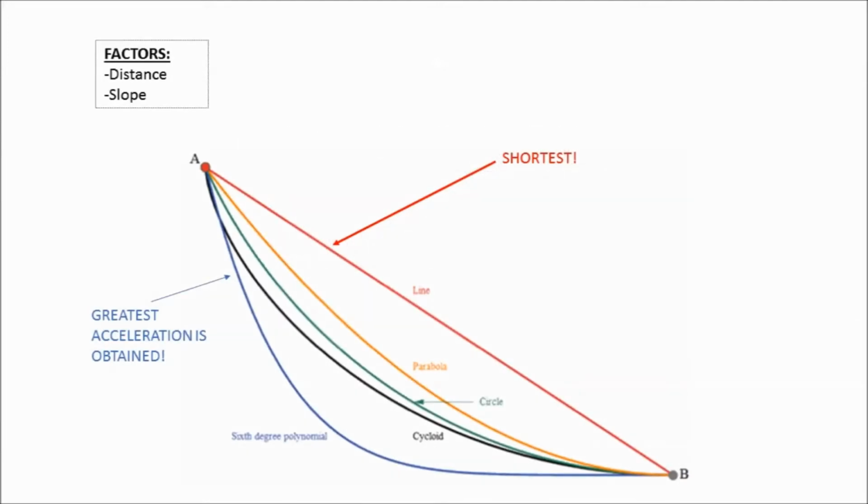To solve this problem, two different factors must be taken into account: the acceleration gotten from the slope of the path and the distance traveled. Therefore, we will have to find the right balance between both of them.